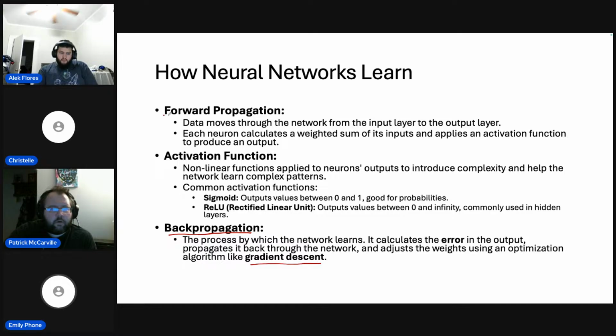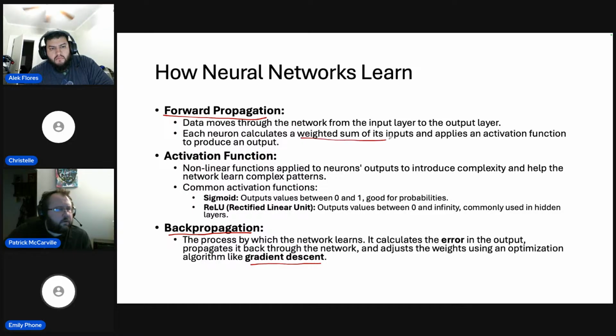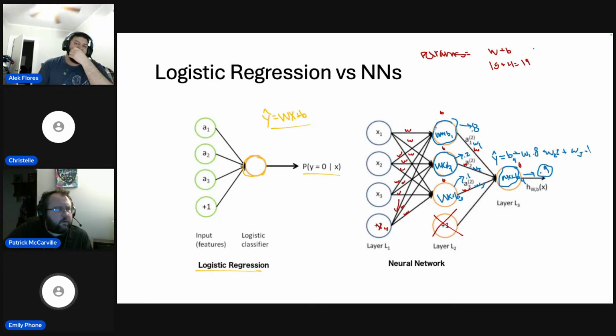Forward propagation is another key term here. This is the way the data moves through the network. Notice that the data didn't move backwards when we were talking about that. It only moves forward in this forward propagation framework. Each neuron calculates the weighted sum of inputs, applies an activation function, and produces an output. That's exactly what was happening here: the weighted sum of these inputs applies an activation function, which is sigmoid in this case, to create that 0.8, and then produces that output.